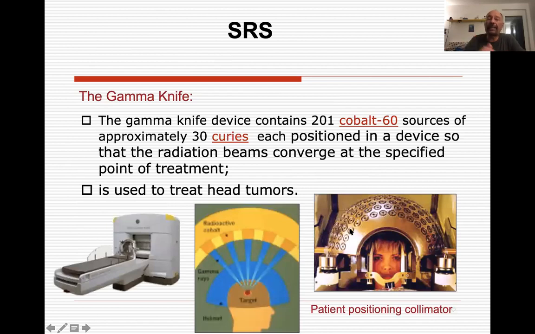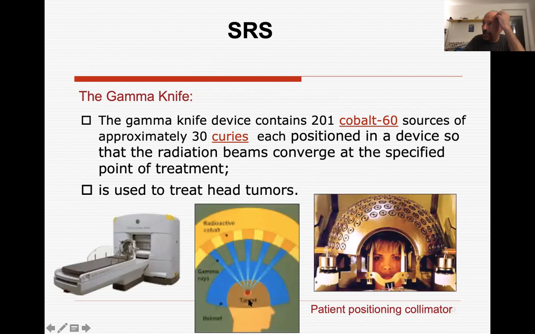So for SRS, the most common machine is not a LINAC, but is a gamma. It's called the gamma knife. And this device, you see it here, consists of 201 cobalt-60 sources of approximately 30 curies each, positioned in a device so that the radiation beams converge at the specified point of treatment.